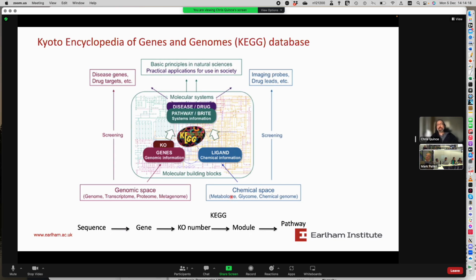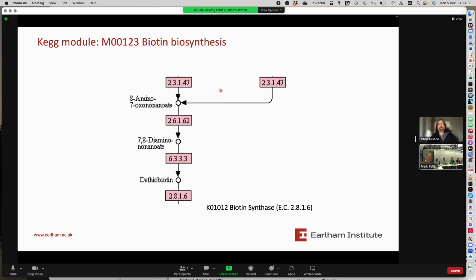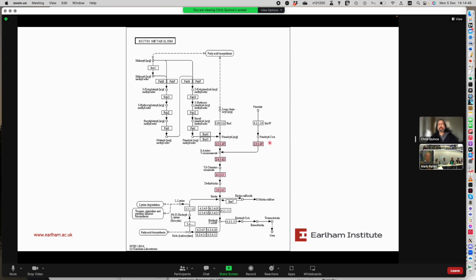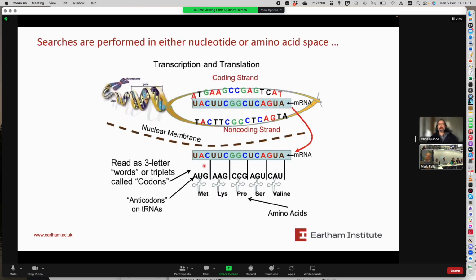The other nice thing about the KEGG database is it's got enzymes, but it's also got compounds as well. So if you're trying to incorporate other forms of data, like metabolome data, it's quite easy to do that in the context of KEGG. MetaCyc, though, is a similar database. So here's an example of a KEGG module, biotin synthesis. You've got the different genes involved and the different compounds. And then that is embedded within a larger pathway of biotin metabolism.